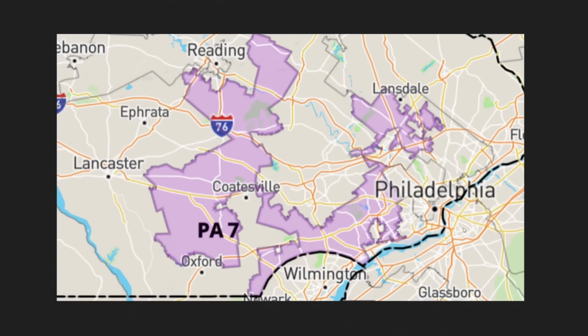Here's Philadelphia's, or one of Philadelphia's, catching parts of Lansdale all the way out to west of Coatesville and up to Reading. These places are hours of driving away from one another. To get from Philadelphia to Reading is about an hour and a half. To get to Lansdale is about an hour. To get to Coatesville is about an hour and a half. So these are large districts that are drawn in very strange ways.